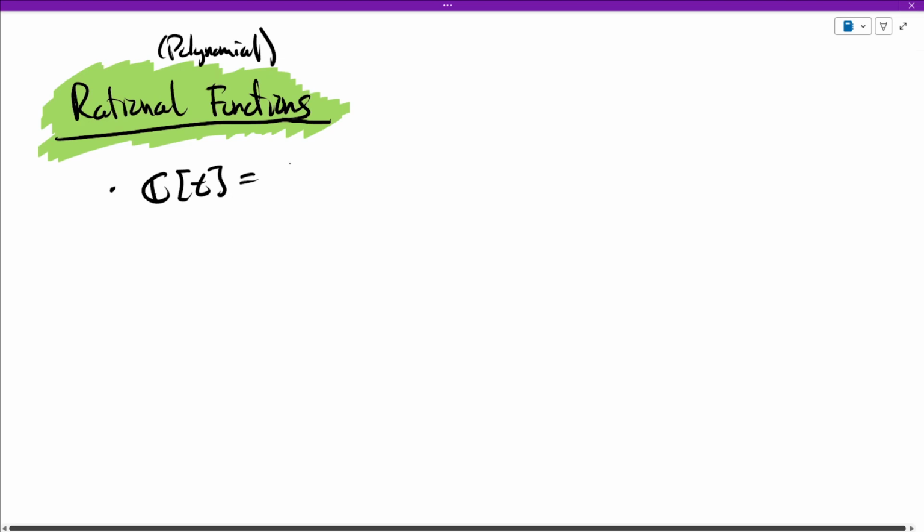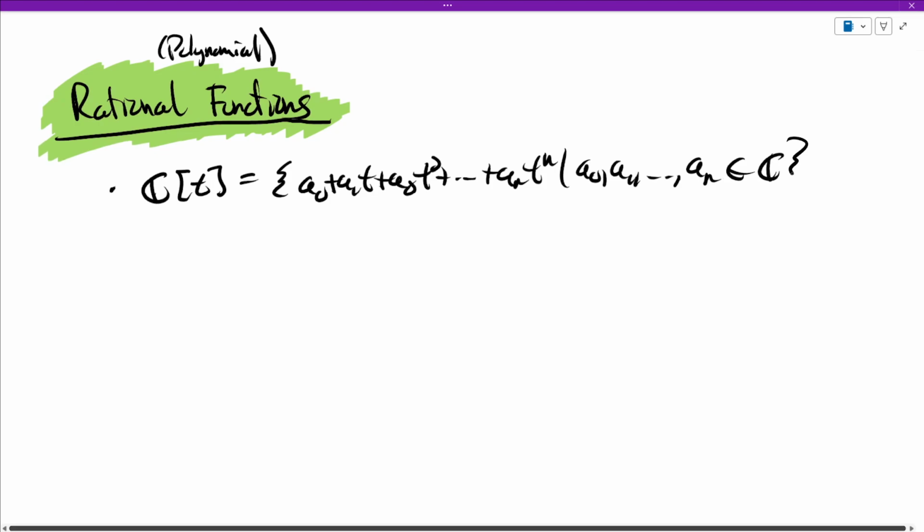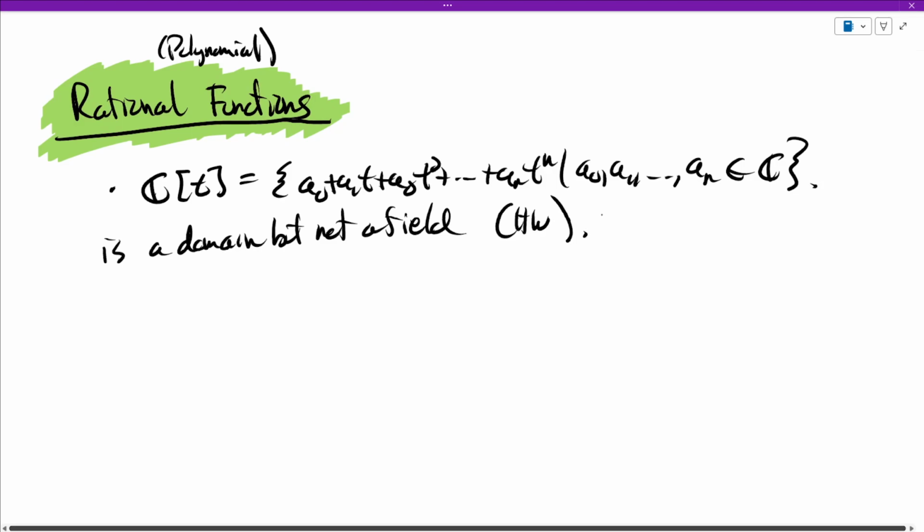So in this case, this is polynomials, a set we've already looked at. It's in fact a ring, a domain even. And so it's all expressions that look like that. This ring or domain, excuse me, is a domain but not a field. And you'll prove this in your homework. Namely, a multiplicative inverse for t doesn't exist.